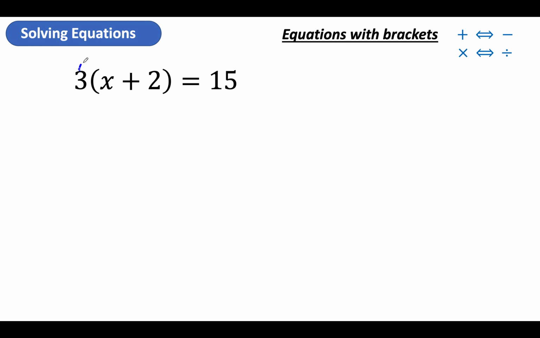So I'm going to times everything in the bracket by the thing at the front. So 3 times the x is 3x, and 3 times the 2 is 6. And they're both positive, so the answer is positive. And that still equals 15, just like it did before. And then we've got a 2-step equation here, the likes of which we've seen lots of before.